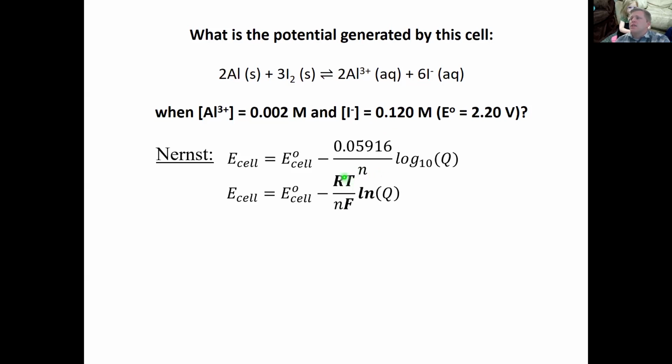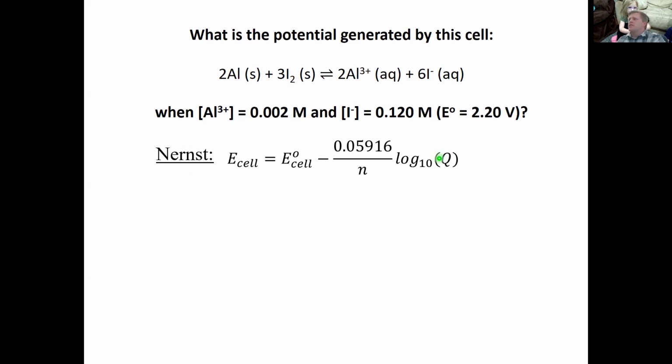You'll notice though that this value should change if you change the temperature. And so this value right here of 0.05916 only works at room temperature, or 25 degrees Celsius. If it's at any other temperature, you're going to have to use the full equation to figure out the answer. So let's hide that full equation for now. Let's just deal with the standard equation that we're going to use here.